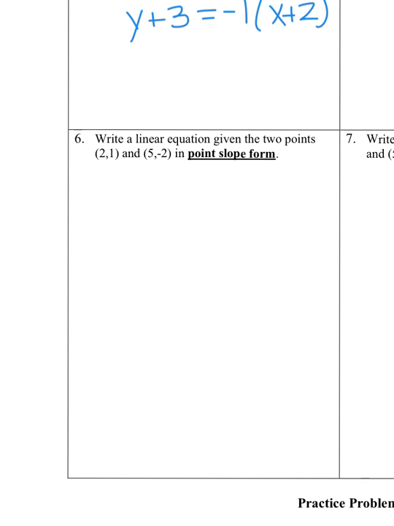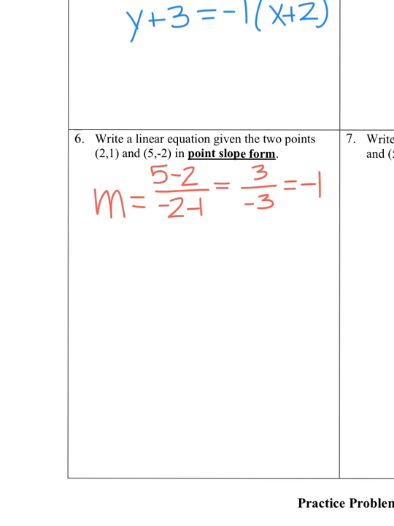Okay, so now looking at number 6, we want to write a linear equation given 2 points in point-slope form. So let's think about it. For point-slope form, we need 1 point and the slope, but we're not given that in this question. So we have 2 points, and we want to eventually find the slope to fit into this equation. So take a second, pause the video, find the slope between those 2 points, and then use that in your point-slope form.